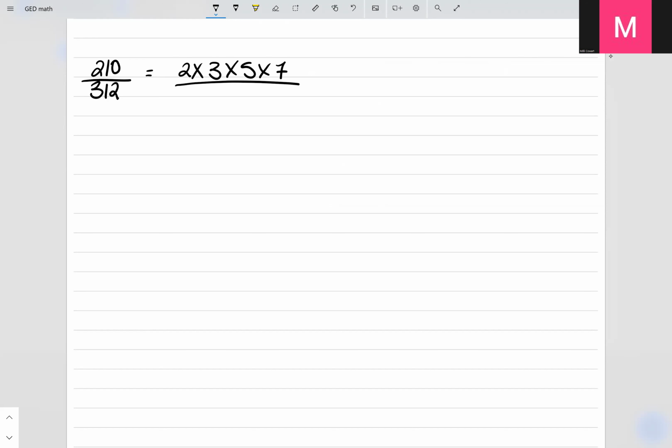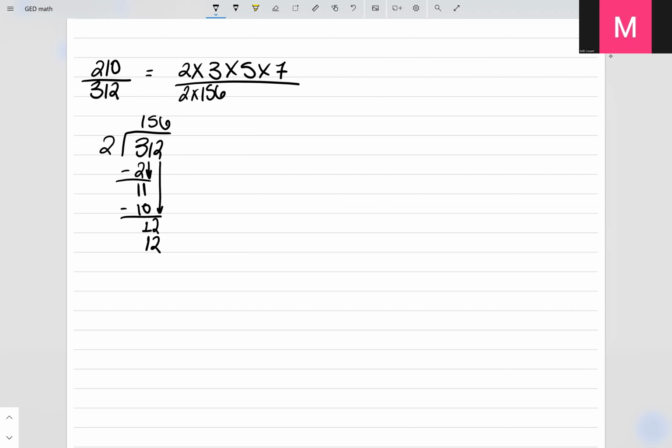Now we have to do the prime factorization of 312. So again, we're going to start with 2. 1 times 2 is 2. Subtract that. It's going to be 1. Bring 1 down. 5 times 2 is 10. Bring 1 down. And 6 times 2 is 12. Now we'll have 2 times 156.